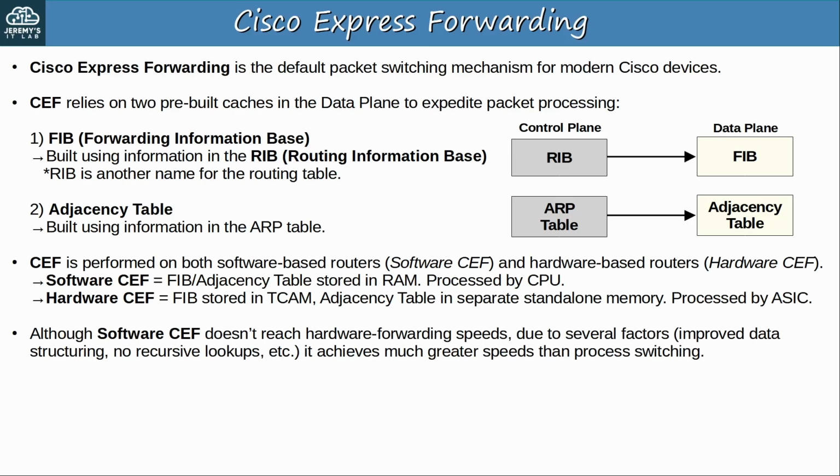Although software CEF doesn't reach hardware forwarding speeds, due to several factors, it achieves much greater speeds than process switching. It's a more efficient way to process packets, whether it's done in software or in hardware ASICs and TCAM. But, of course, hardware CEF provides the best performance.